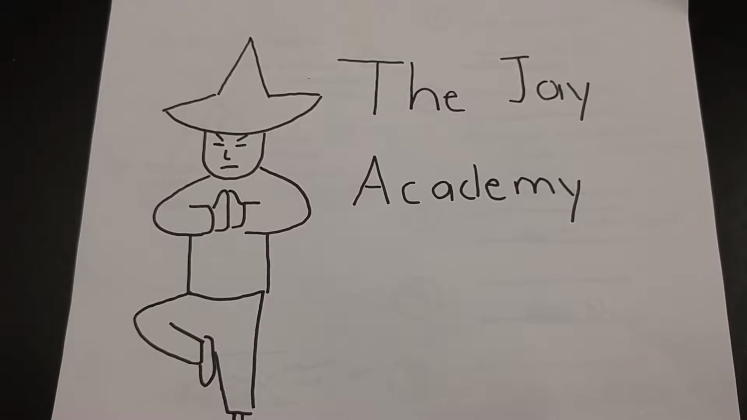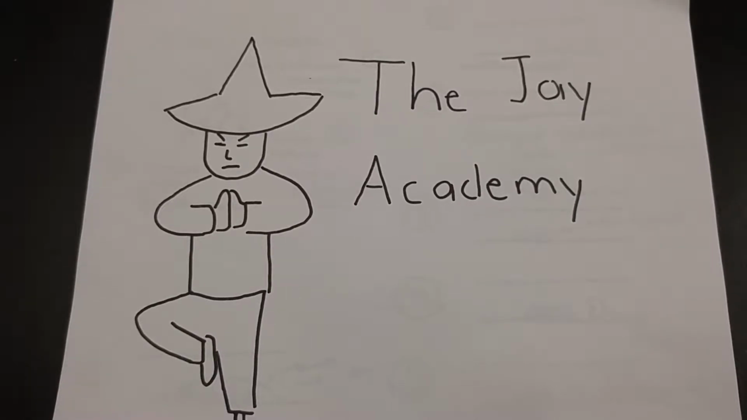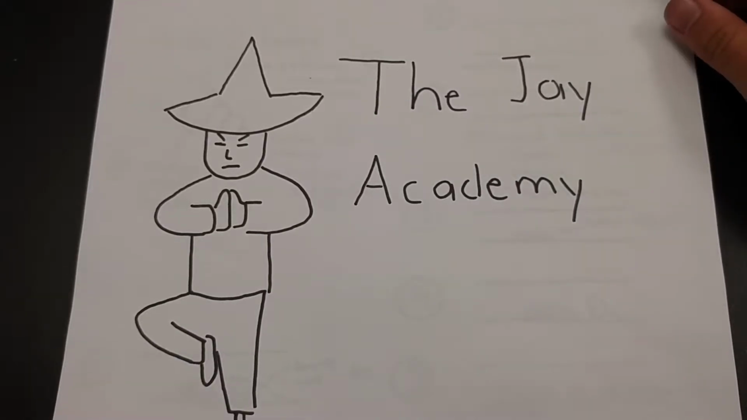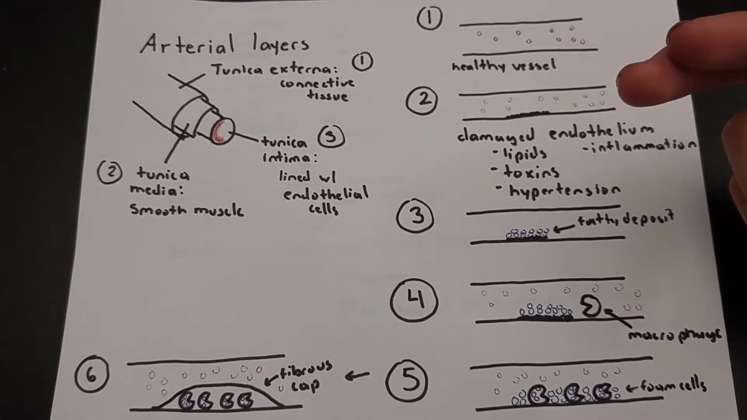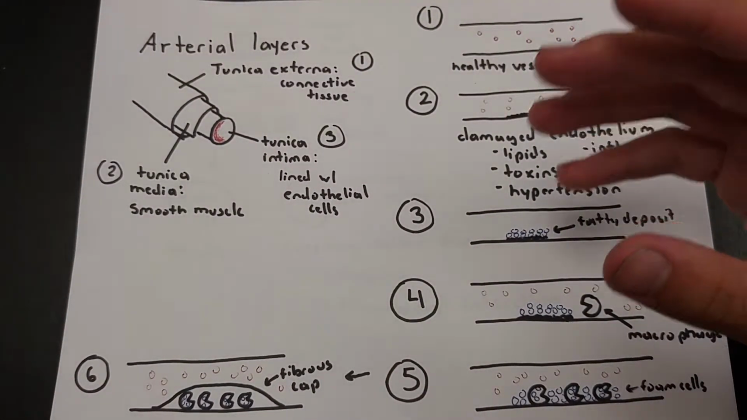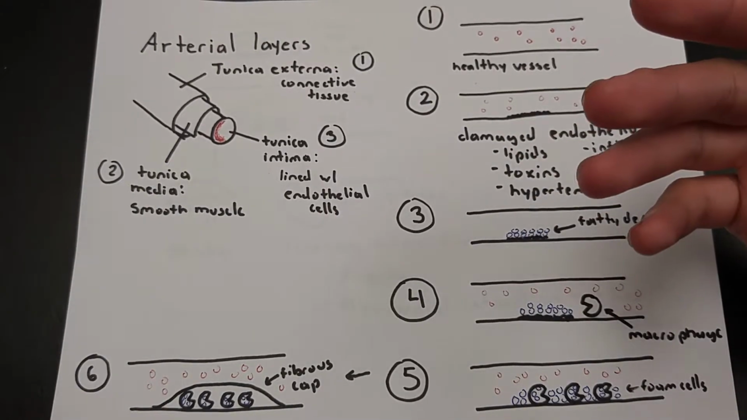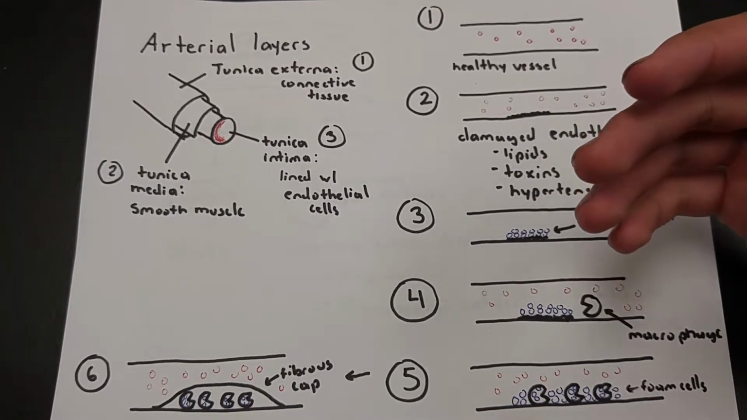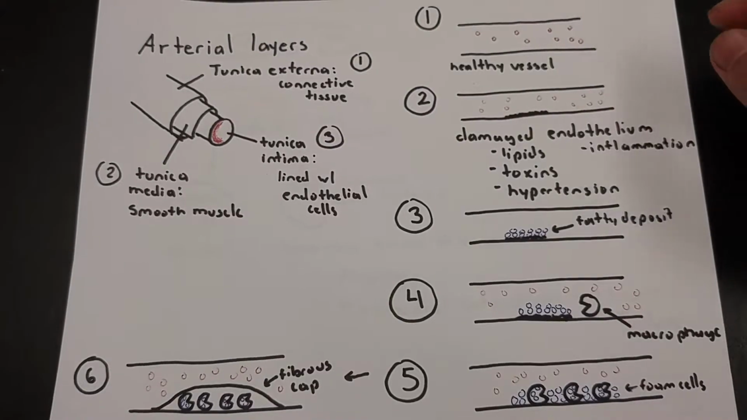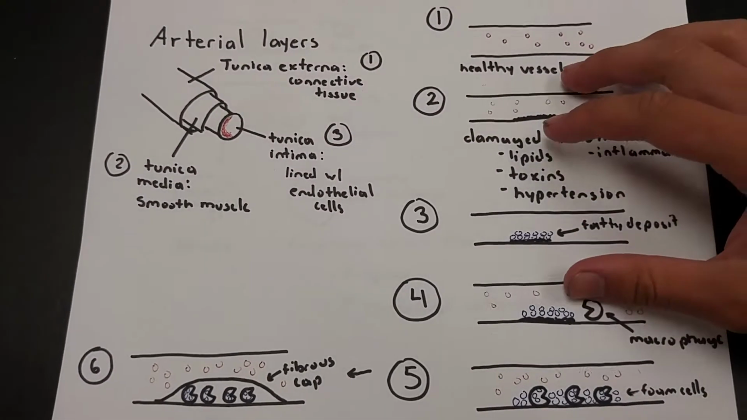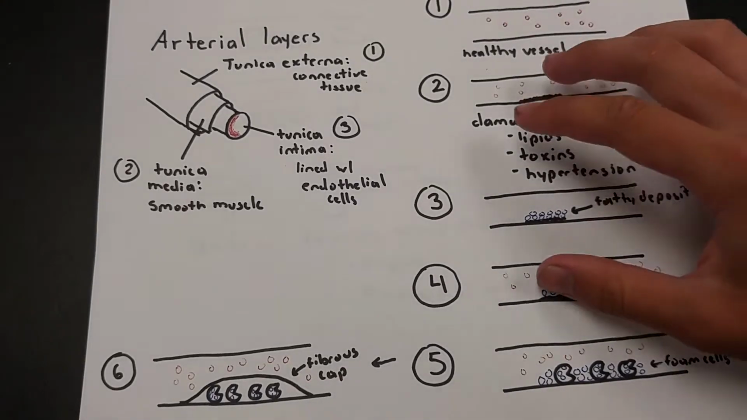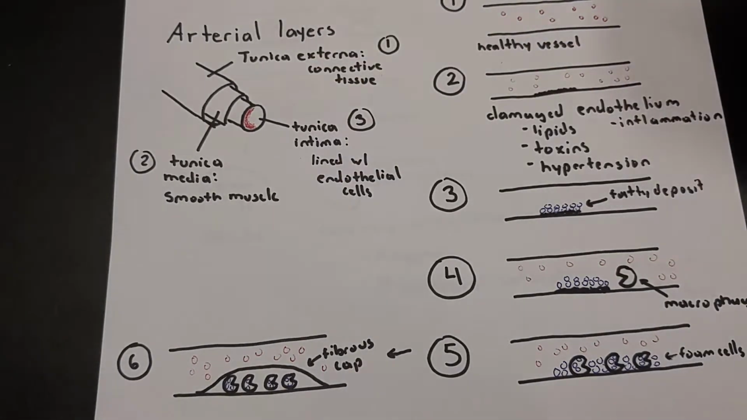Welcome to another episode. Today we'll be going over atherosclerosis. Atherosclerosis is when there's a buildup of gunk in your arteries and it creates a blockage. Now we're going to go more deeply into it. First, we need to know the three layers of the arteries.